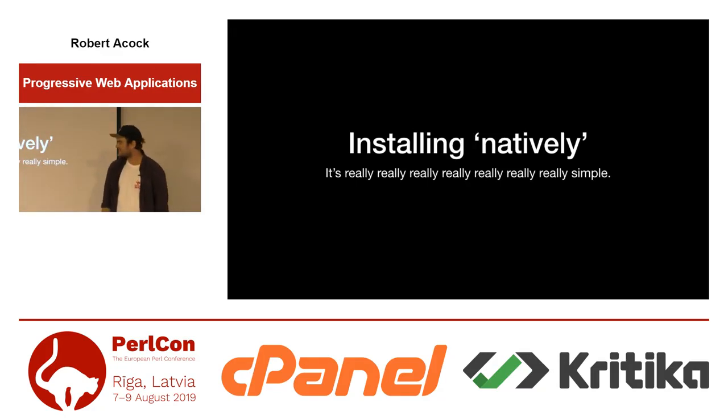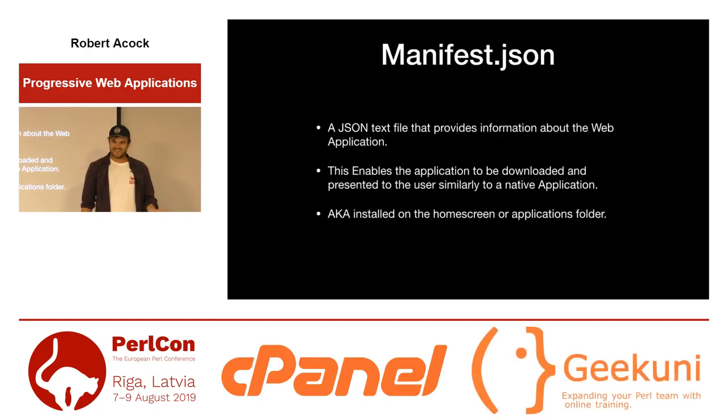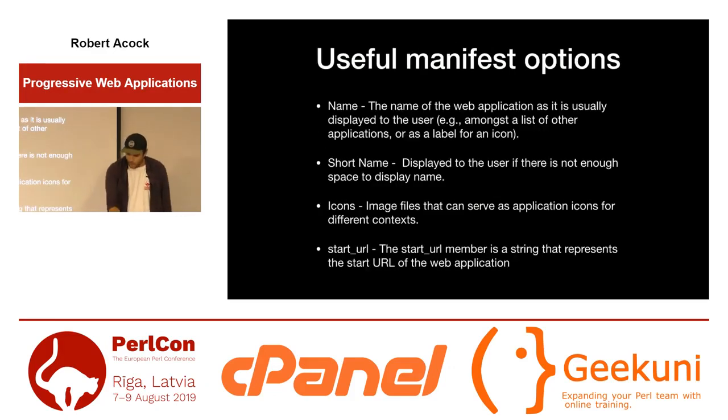So then installing natively, which is something I think is really cool, and that's the emphasis. It's so easy that I don't understand why all of you do not already do this. All it is, is a manifest.json. It's a JSON file that provides information about your application. This allows it to be installed on your phone. It doesn't matter, it's just JavaScript, HTML. It launches like a native application-ish. And yeah, it's cool. And there are some useful options here that you can specify. Like the name of your application. Maybe you have a really long name.